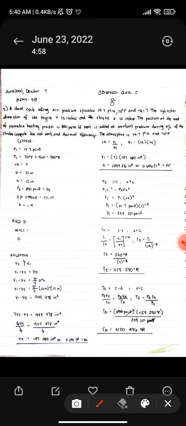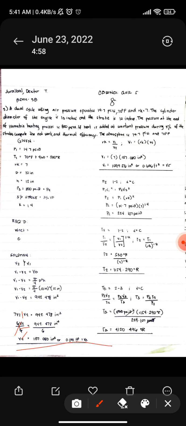So, 7V2 minus V2 equals 942.47 cubic inches. So, 6V2 equals 942.47 cubic inches. Divide tayo ng 6 dito para makancel ito. At naging 6 pala yun kasi mayroon may 1 dito. So, 7V2 minus 1V2 equals 6V2. So, V2 is equals to 157.080 cubic inches or 0.091 cubic feet.